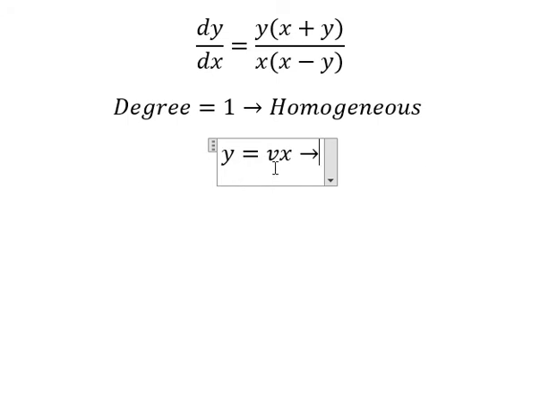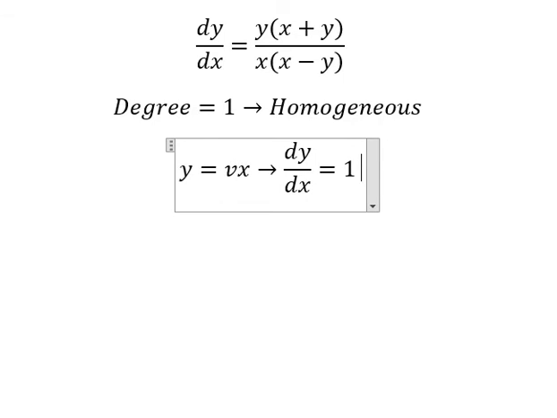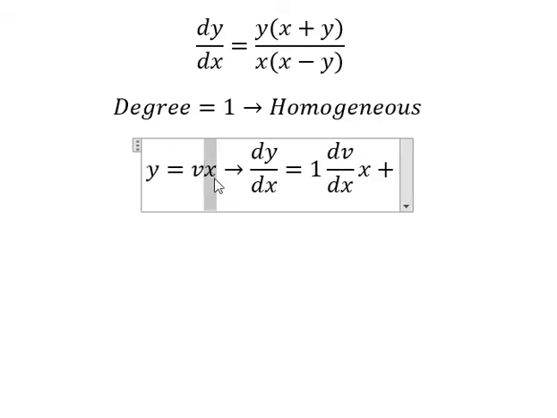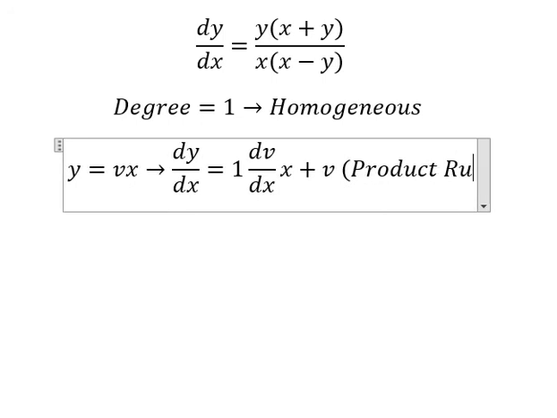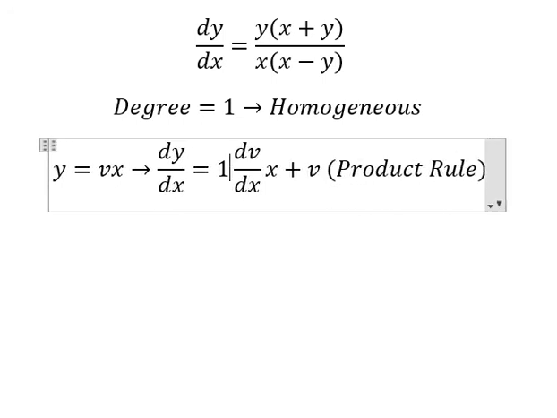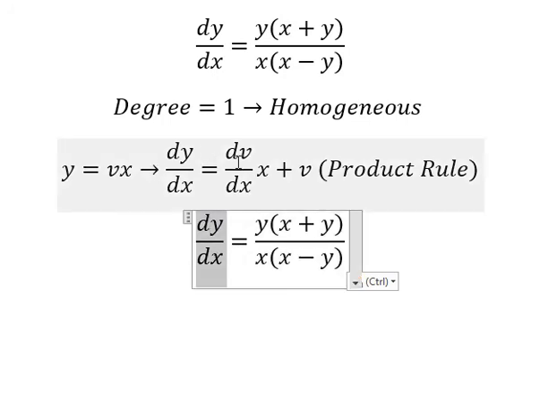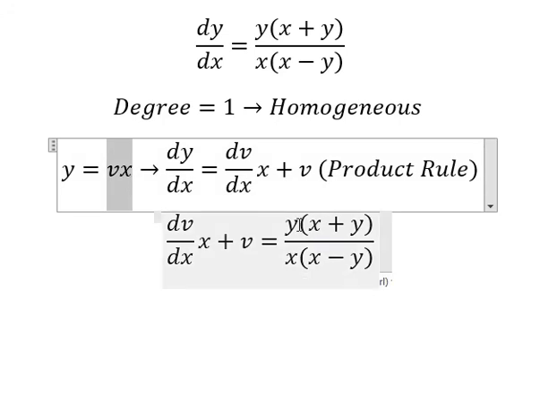Later, we first take the derivative of both sides. This one we have dy over dx. First the derivative of v, we have number 1, dv over dx multiplied by s. First the derivative of s, we have number 1, so we have v, and that is about the product rule of the derivative. So this one we change, y we change by vs.